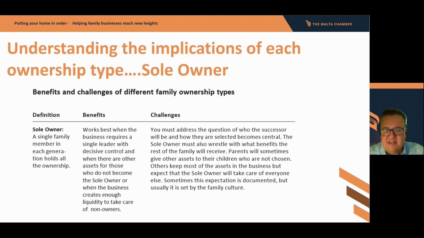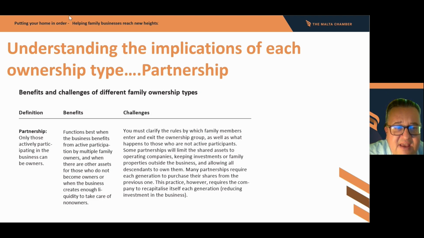In the case of parents, some parents, for example, pass on assets to children who are not the chosen one, assets that are outside of the business, some property, for example. Others decide that they still want to keep the sole ownership model between one generation and the next, and they also pass on the assets within the business, but expect the sole owner to still take care of everyone else in some way or form. And normally this expectation is not documented, but it is sort of included in the family culture.